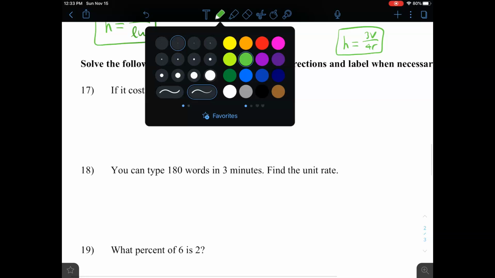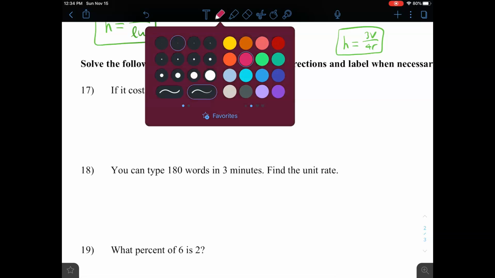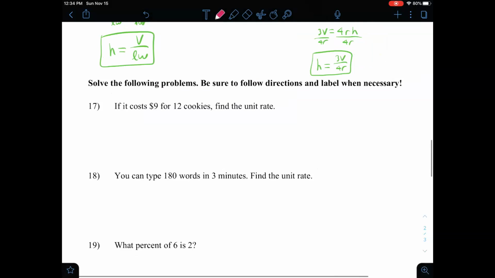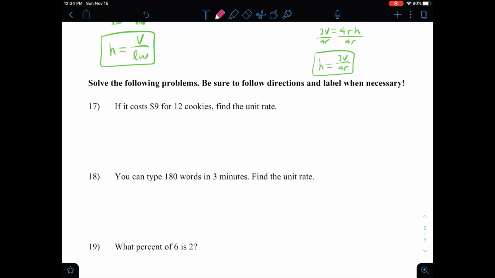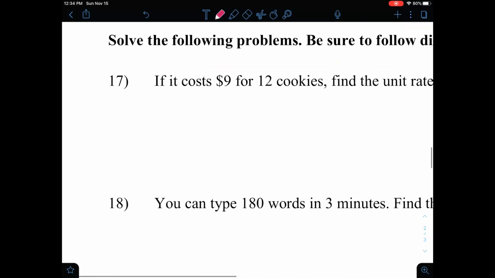All right, 17 through 20 are percent and unit rate problems and stuff. So let's go ahead and get into that. To solve the following problems, be sure to follow directions and label when necessary. If it costs $9 for 12 cookies, find the unit rate.